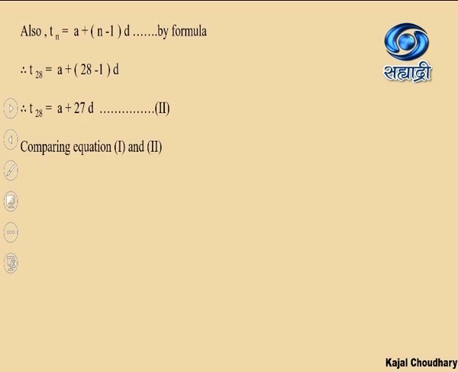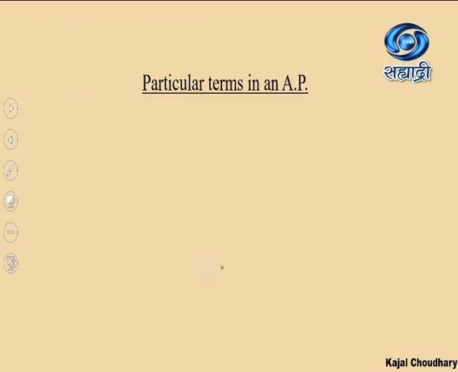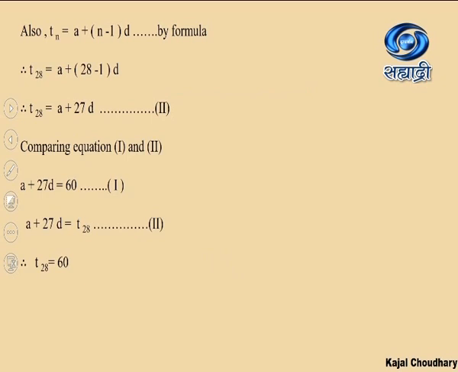I don't have it on this slide. It was on the previous one. Second equation says T28 is equal to A plus 27D. Therefore, T28 is equal to 60. So what is going to be the 28th term of this particular sequence? The 28th term is going to be 60, and the sum we had written over there was given in the question as 3300.